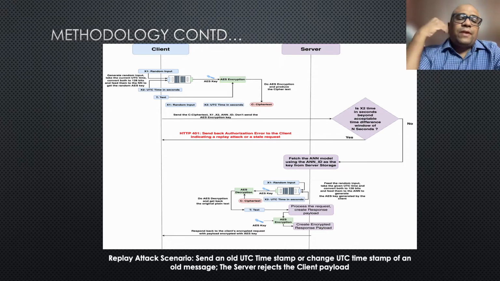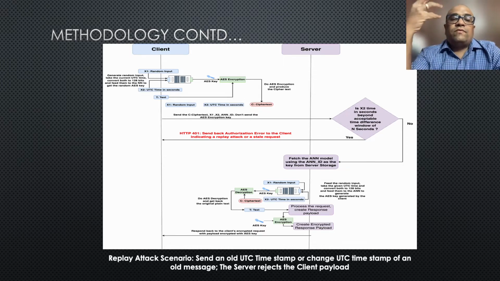And to mitigate replay attacks, we already have the UTC timestamp as one of the inputs given to the ANN. So if a client uses a wrong timestamp, the server is going to reject it. If a client is going to take an old message and change the timestamp, the server will not be able to decrypt the message and will reject it.